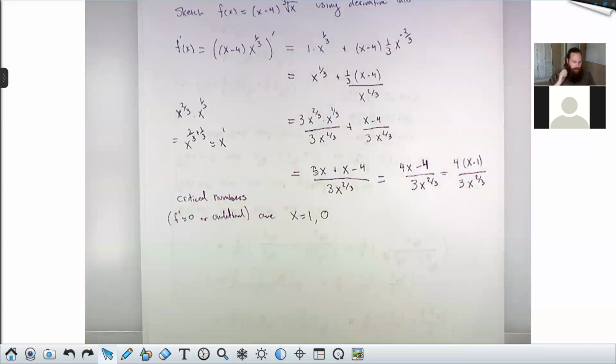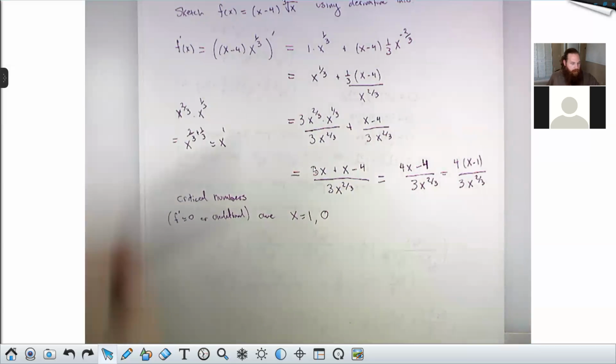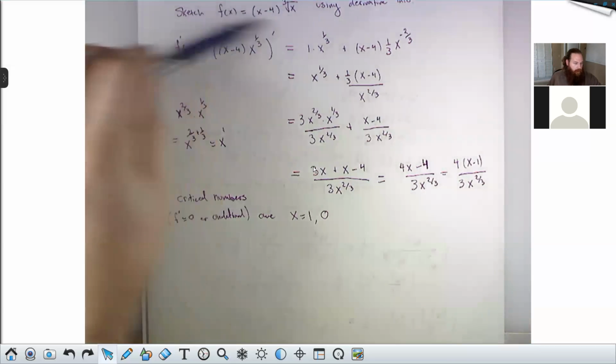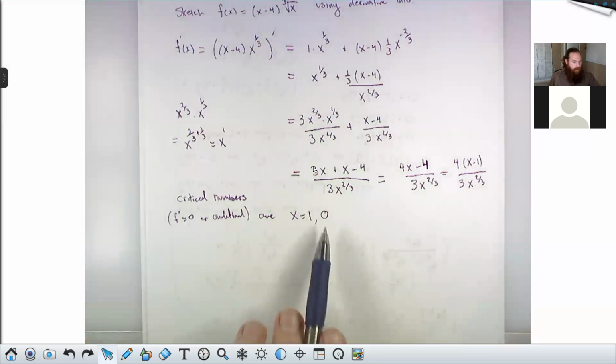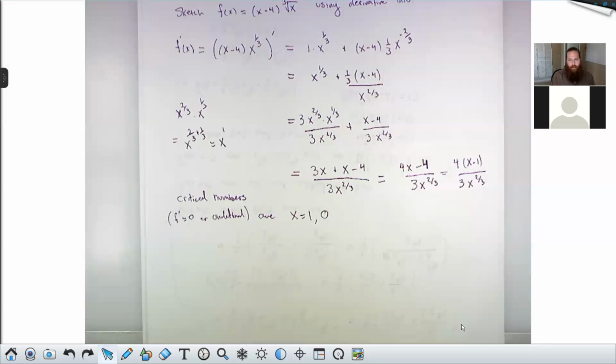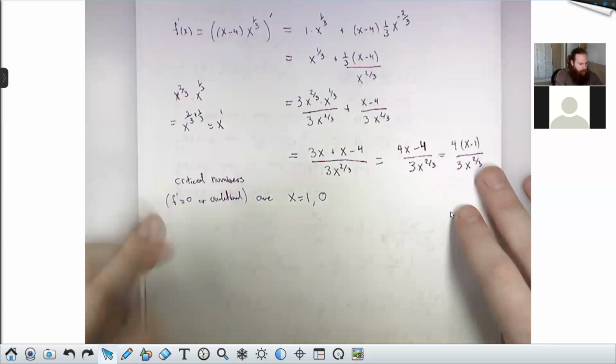And remember, I'm not going to go back through all the domain work we did for this, but the domain of this function is all real numbers. The domain of the original is all real numbers. So we include the 0, right? Remember, critical numbers are anywhere that f prime is 0 or undefined, but the numbers also have to be in the domain of the original. F double prime is where we ran into trouble.